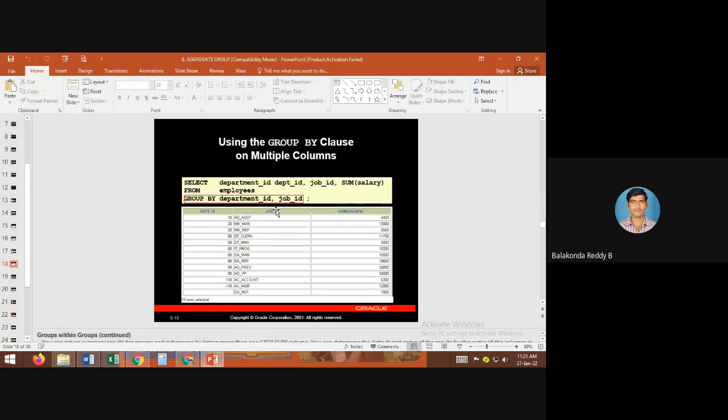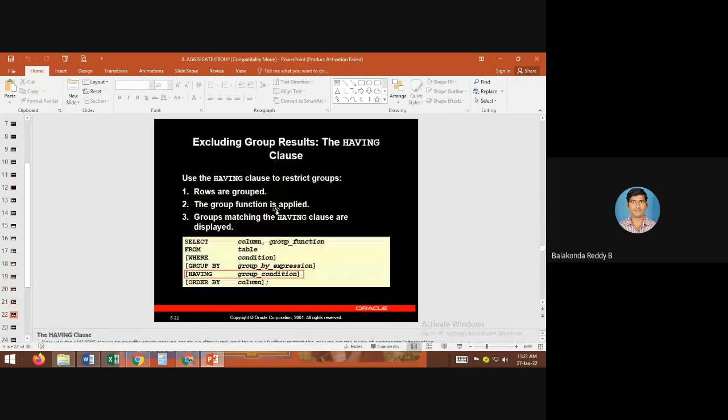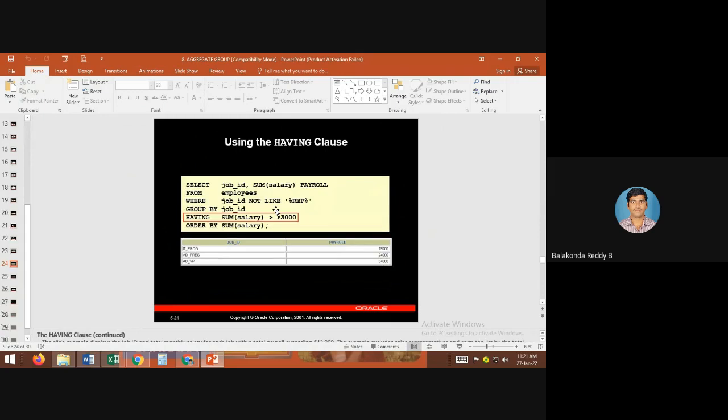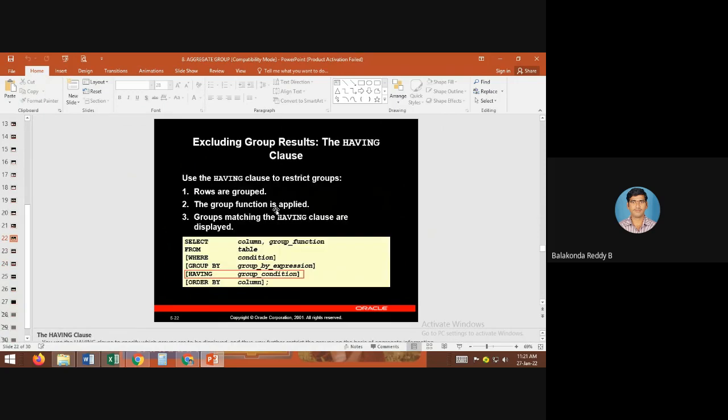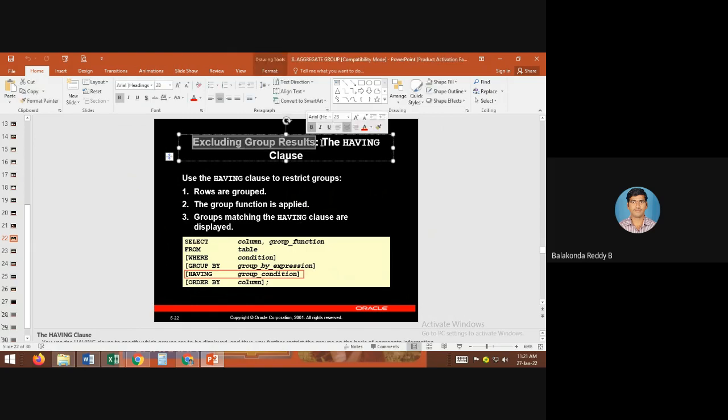Put the heading: GROUP BY with HAVING clause. The HAVING clause restricts the rows. Rows are grouped, the group function is applied, and the groups matching the HAVING clause are displayed, excluding groups that do not satisfy it. It is the group key condition.